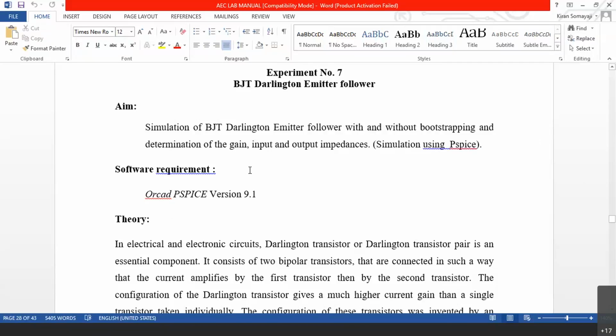Today's experiment is simulation of BJT Darlington emitter follower with and without bootstrapping. Now, you are already familiar with the emitter follower. In an emitter follower, the voltage gain is generally unity. This was already discussed in the theory classes. In the case of the emitter follower, at the emitter we take the output, at the base we give the input. Whatever signal we give at the base, the same signal comes at the emitter as far as the amplitude is concerned. So voltage gain, Vo by Vi, is equal to unity.